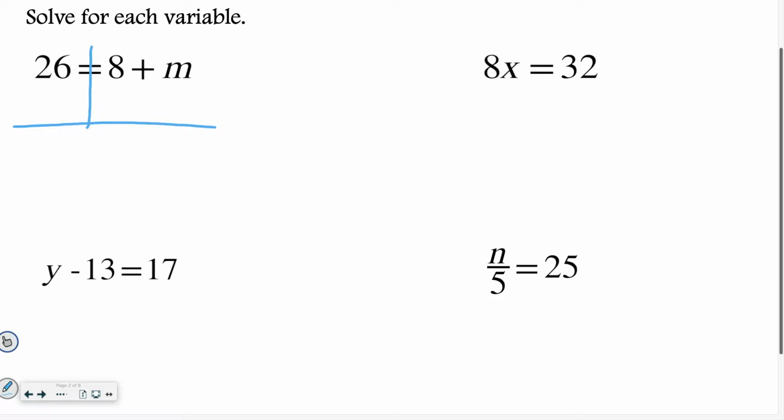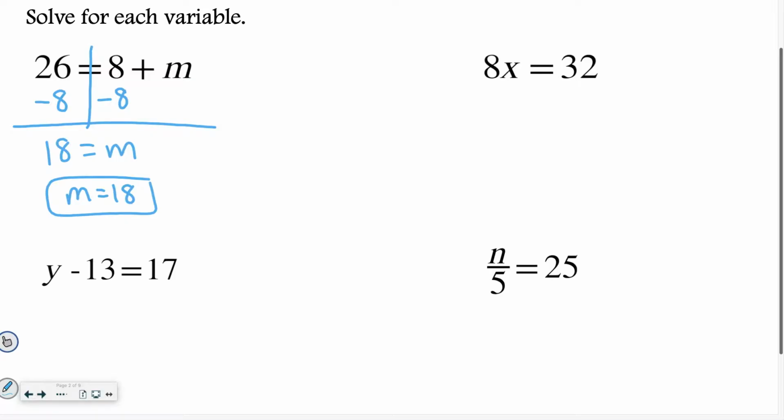So if I know I need to move that 8, I have a positive 8, so to move it, I would have to subtract 8, and if I do it on one side, I have to do it on the other, and that t just helps me visualize that I've done it. So 26 minus 8 is 18 equals m, or you could write m equals 18. Both are correct. I tend to prefer to put the variable first, okay?